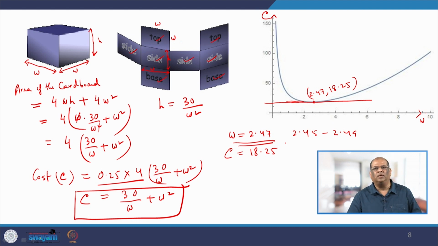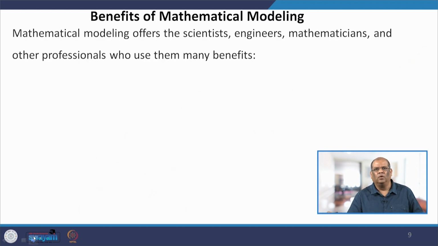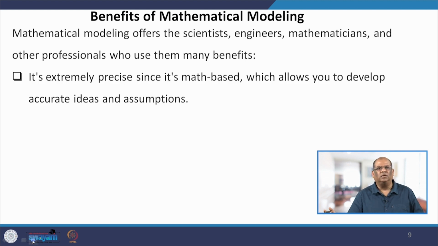So, this is again another example where how your mathematical modeling can create a scenario which matches with the real life scenario. Now, what are the benefits of this mathematical modeling, why we need to use this? So, these are used by many scientists, engineers, mathematicians, biologists, economists, and even social science guys. So, what are the benefits? The first benefit is, because it is math based, it gives you something precise, which allows you to develop some ideas and some assumptions. So, that is one of the benefits.